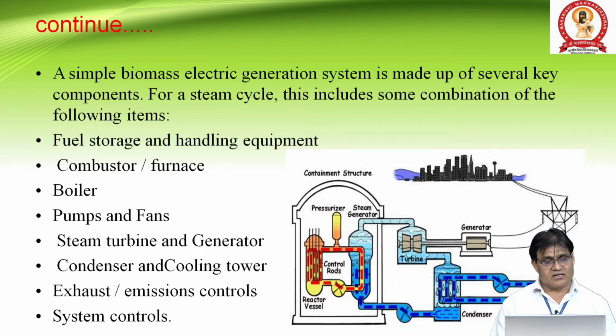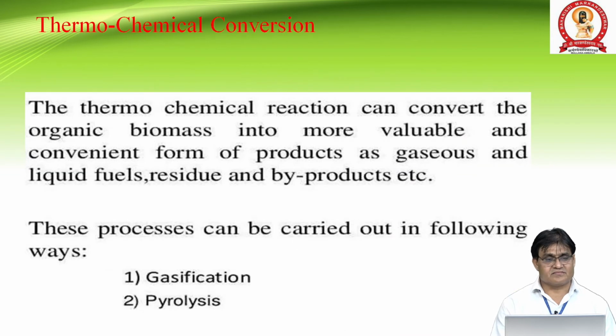In the boiler, there is water. The boiler absorbs the heat and generates steam. This steam is supplied with pumps to the steam turbine and generator. The generator converts the heat energy into steam energy, then mechanical energy, and further converts it into electrical energy. In the condenser or cooling tower, after the steam is used in the generator, the remaining energy is supplied to the condenser and cooling tower for recycling. Then the last ones are the exhaust emission control and the system control.